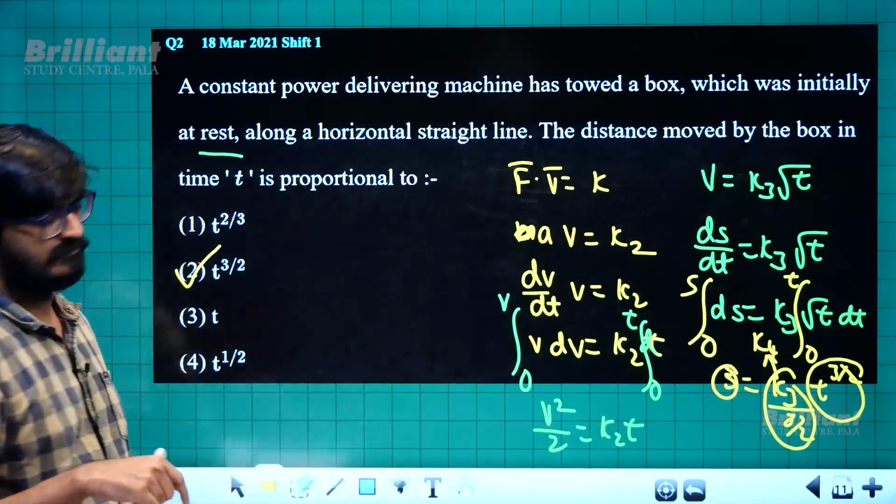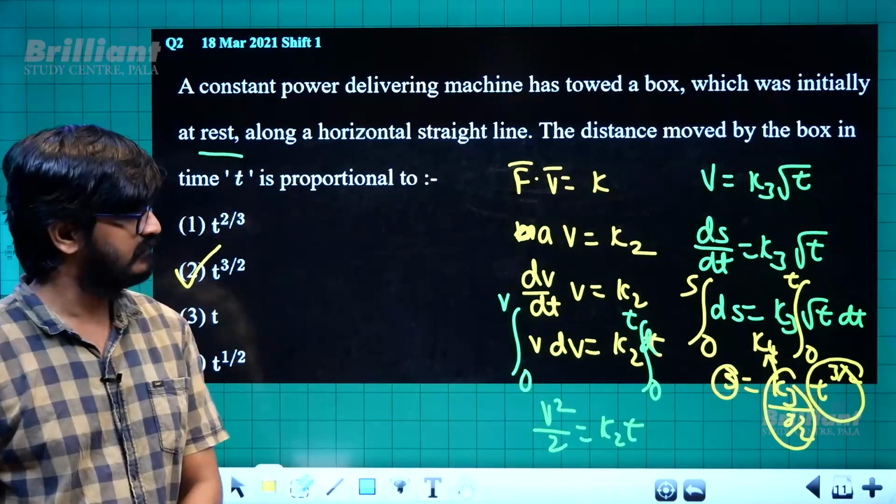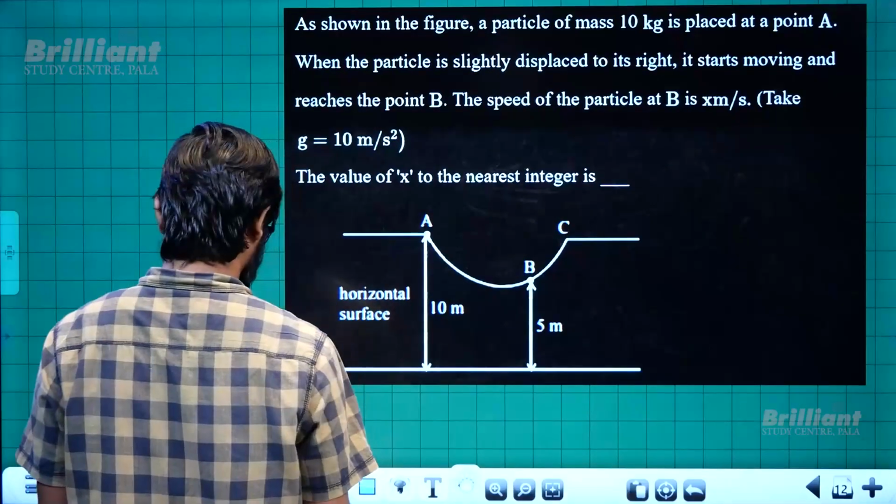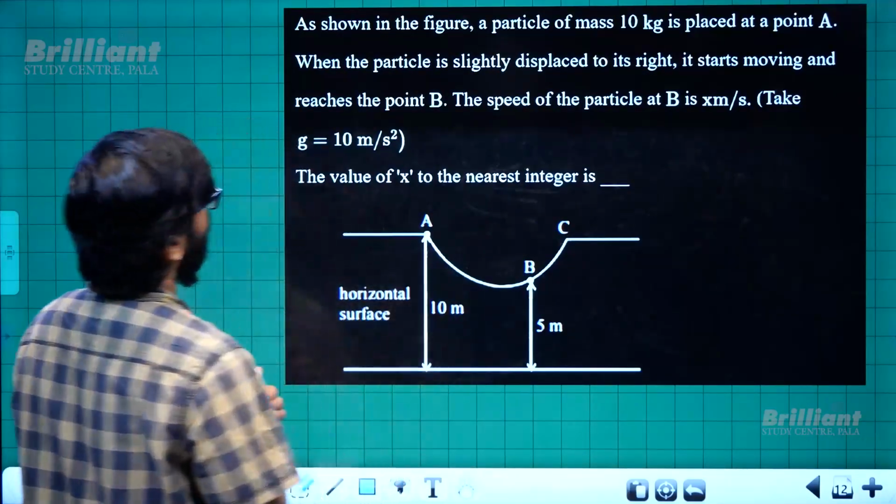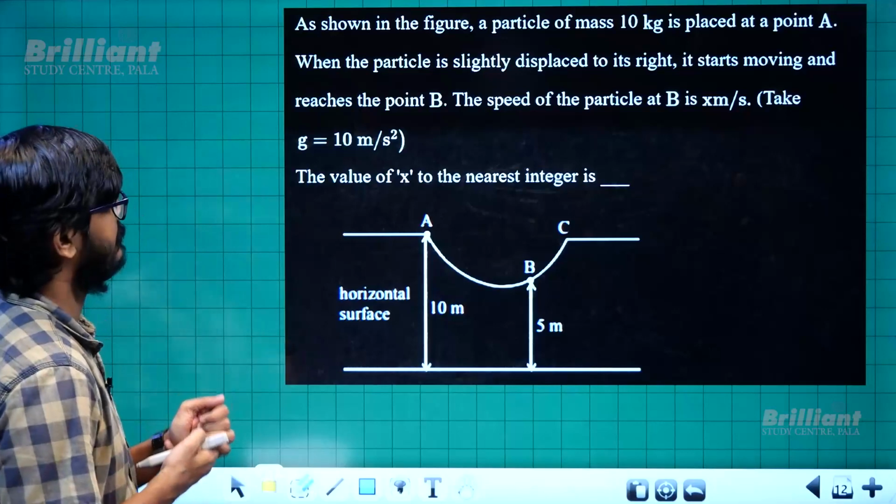I think we have already solved this kind of question from the package, I guess, right? So this is the next question. As shown in the figure, a particle of mass 10 kg is placed at point A.